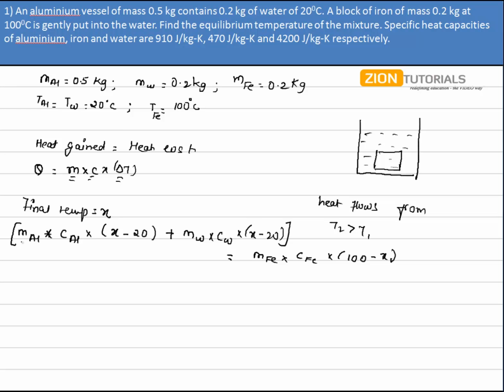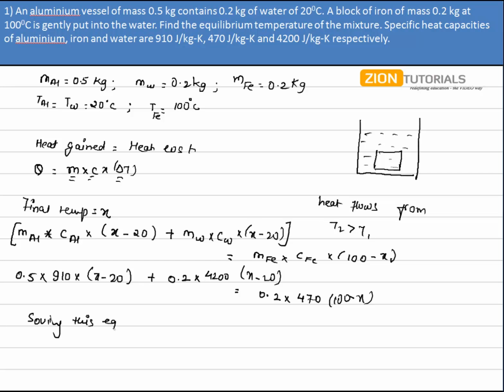Alright, now substituting all the values: mass of aluminium is 0.5 into c of aluminium is 910 into (X minus 20), plus mass of water, that is 0.2, specific heat of water is 4200 into (X minus 20), that is equal to 0.2 into 470 into (100 minus X). So solving this equation for X, I have the value of X as 25 degrees Celsius. That is my answer.